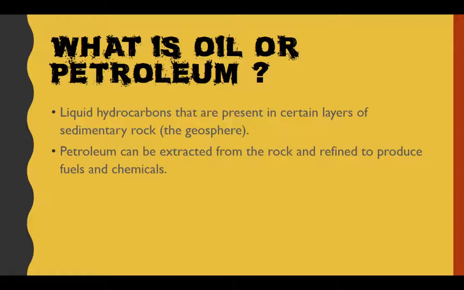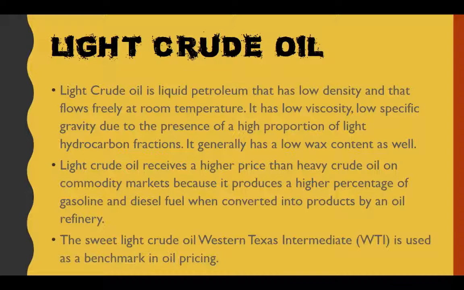Now, most of what we trade on the global market is going to fall into a category of light crude. This is a liquid petroleum that has pretty low density and flows freely at room temperature. So it's not very viscous and has a low specific gravity due to the presence of a high proportion of lighter hydrocarbon fractions. What does that mean?